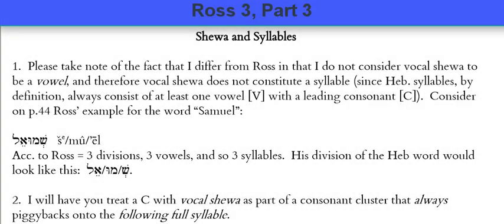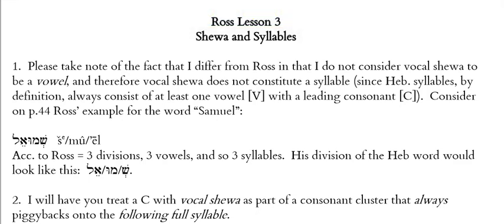In this video, I want to discuss an issue that comes up in Ross Lesson 3 as it pertains to the status of shiva and syllables, and some areas where I disagree with Ross. And going forward, I'm going to assume that you're following my instructions and my method of doing things. So there are going to be some places where we have differences with Ross, and we're going to follow Dr. Marshall's way here. All right?